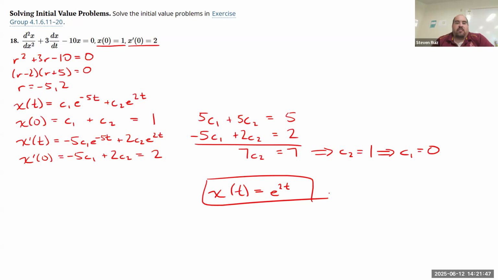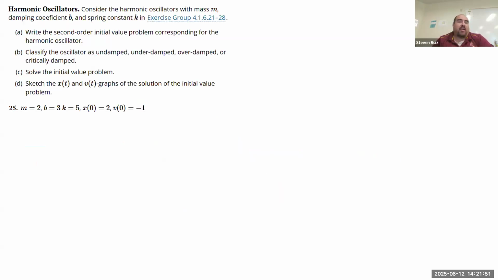All right. So next. All right, so now we're looking at a harmonic oscillator. So essentially what we're modeling is this. I have a table, and there's a mass on a spring. That spring is anchored to the wall or something else.